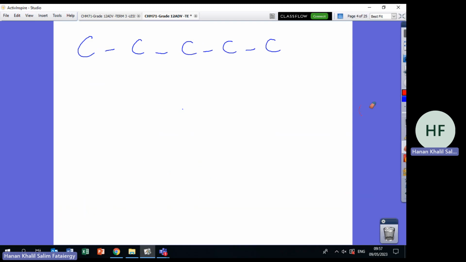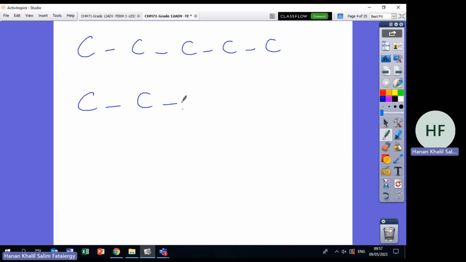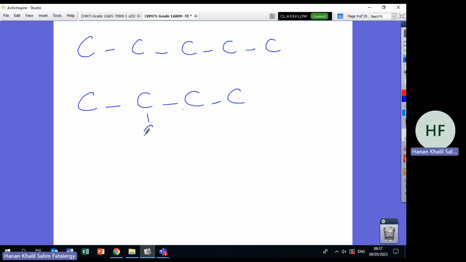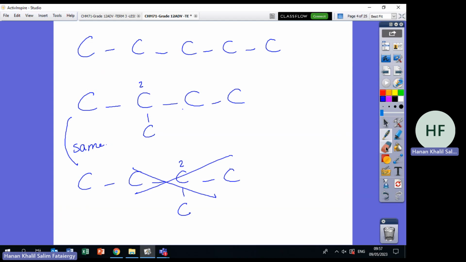I can put my branch here, at carbon number 2 of a 4-carbon chain. Somebody will say, I will make another one, with the branch here. For this one, the branch is at carbon number 2. For this one, the branch is also at carbon number 2. So these two are the same. They are not isomers. This is not a new structure.